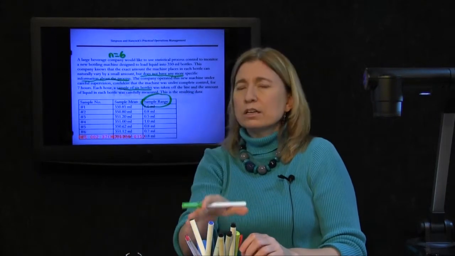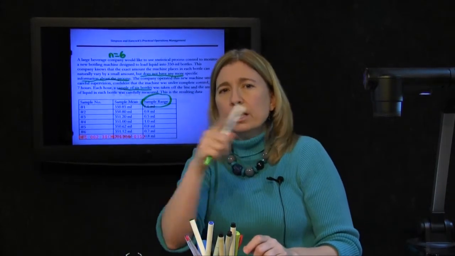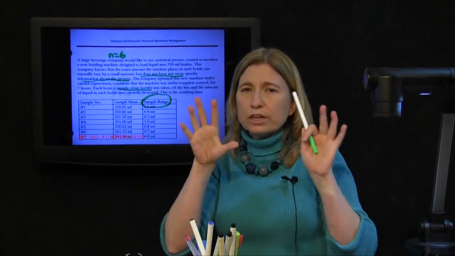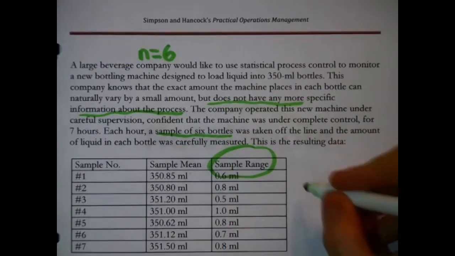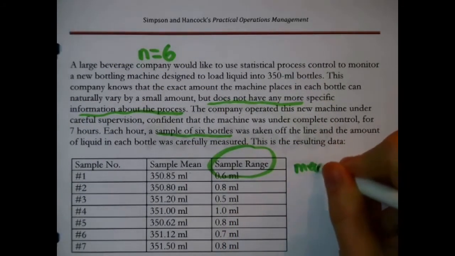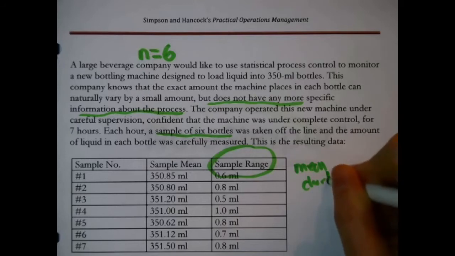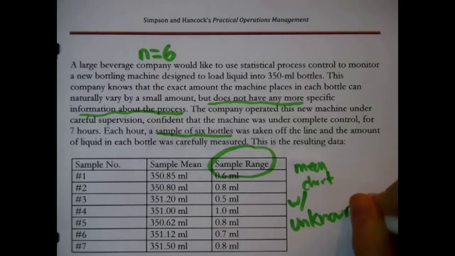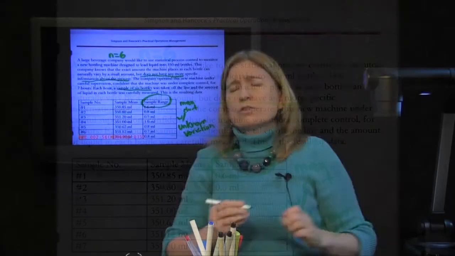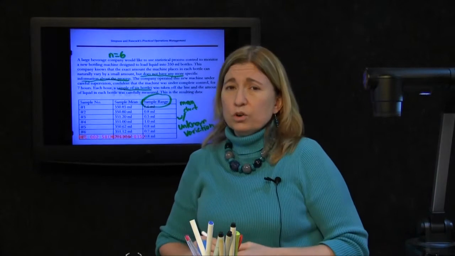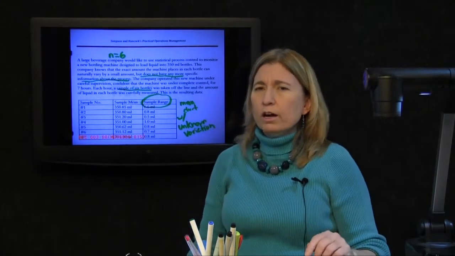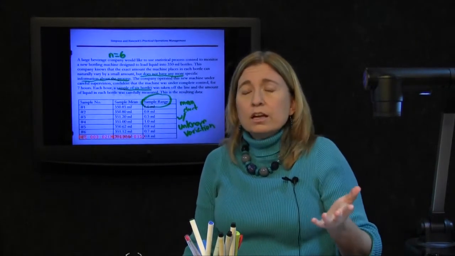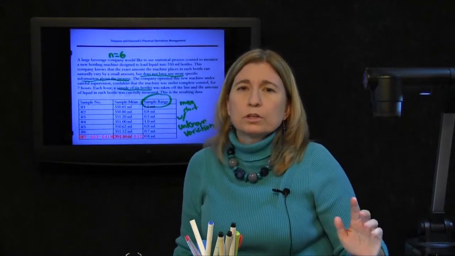So just seeing that column with the mean and then the range of each sample is signaling this is a mean chart with unknown variation. This is drawing charts with unknown variation. You say, well, okay, fine, why do I care? Because this dictates the formulas that you should use.